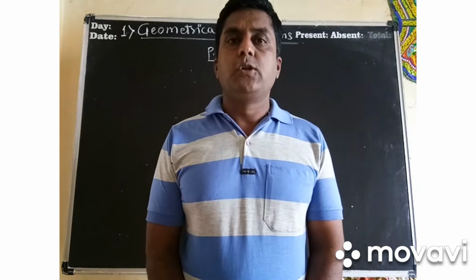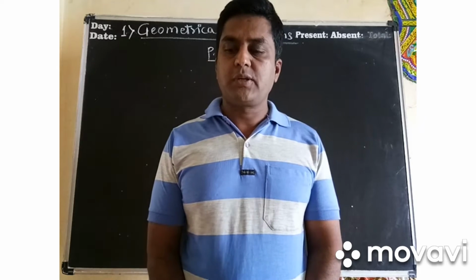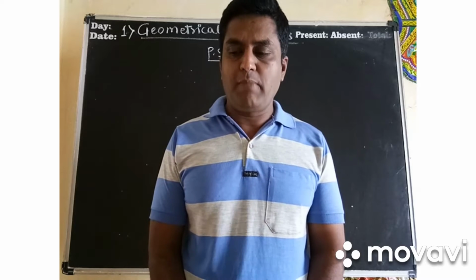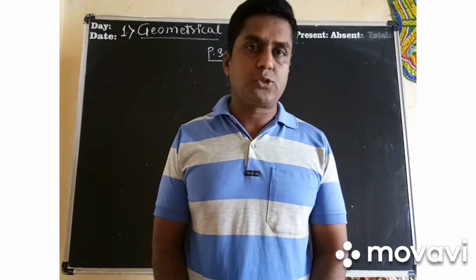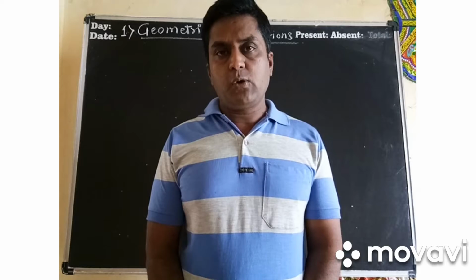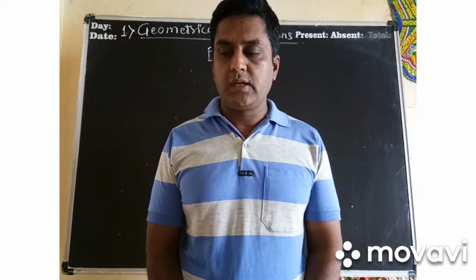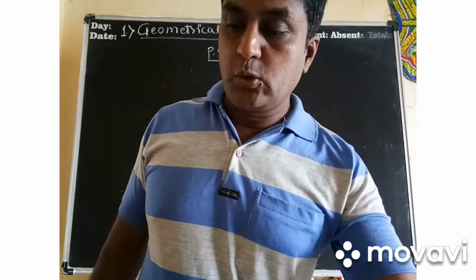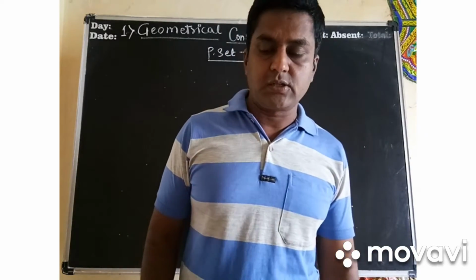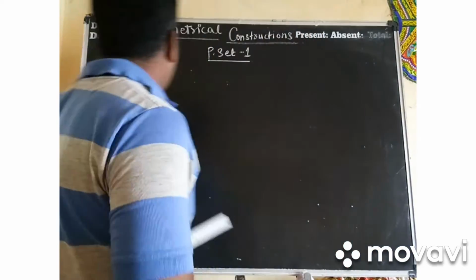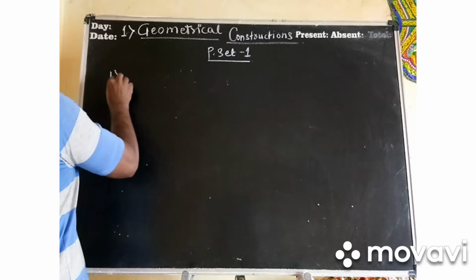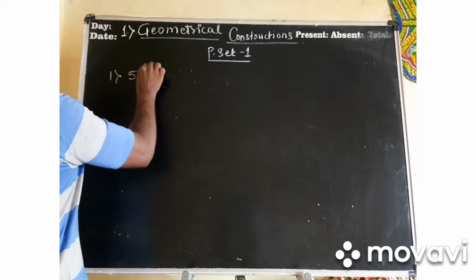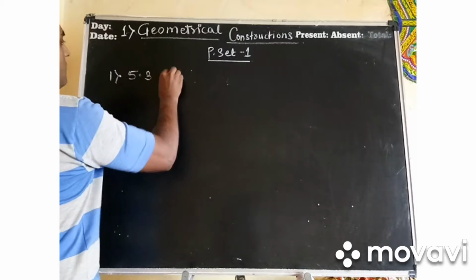Hello students, today we are going to discuss lesson number 1 of maths, and that is geometrical constructions. In that we are going to start with practice set 1. Now what is practice set 1? In that the first question is to draw a perpendicular bisector. So practice set number 1, question number 1: draw a perpendicular bisector of the given segment.